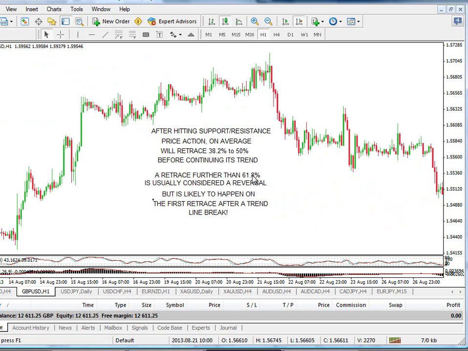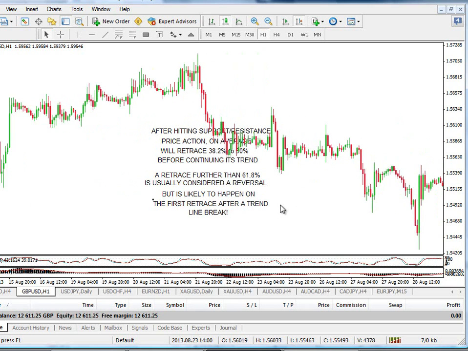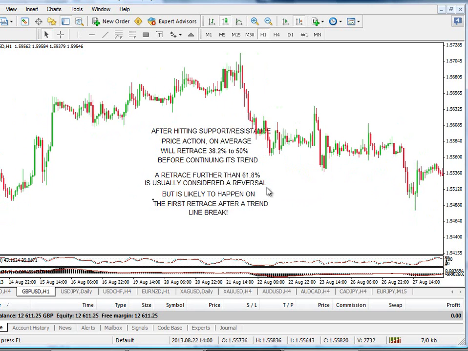its trend. The next one is a retrace further than 61.8% is usually considered a reversal, but it's likely to happen on the first retrace after a trend line break. So if you remember back when I drew the trend line, once we had the trend line break, it did actually retrace just below 61.8%. This could have ended up stopping you out if you did enter that trade.